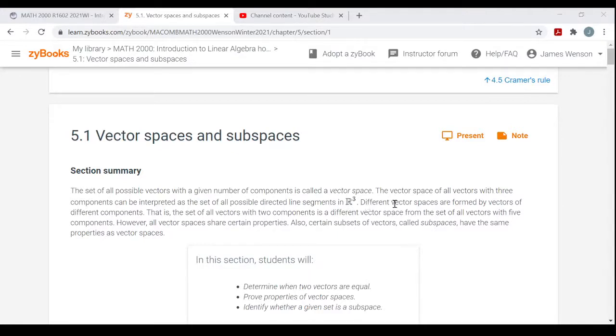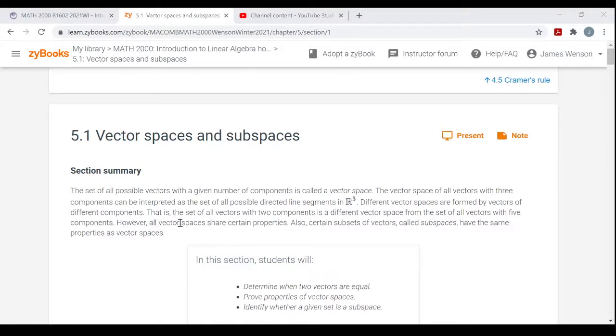All right. Different vector spaces are formed by vectors of different components. So R2 is a different vector space than R3. R3 is a different vector space than R4, and so on. If you have a different number of components in your vectors, the set of all vectors with that many components is a different vector space. So the set of all vectors with 2 components is a different vector space from the set of all vectors with 5 components. That's an example there.